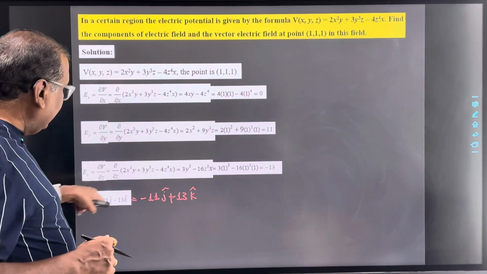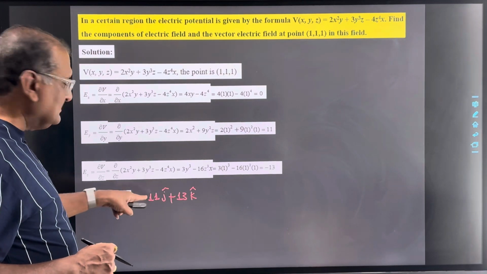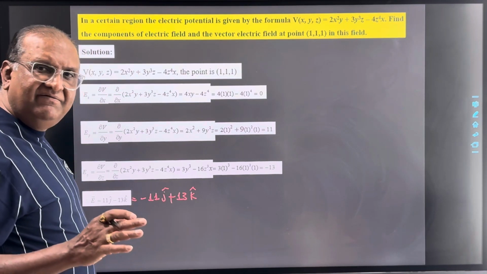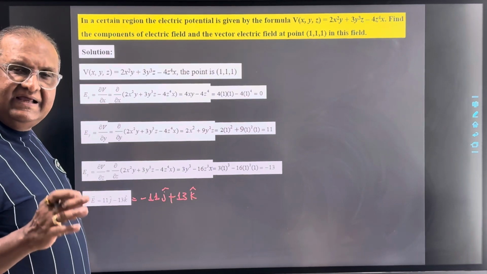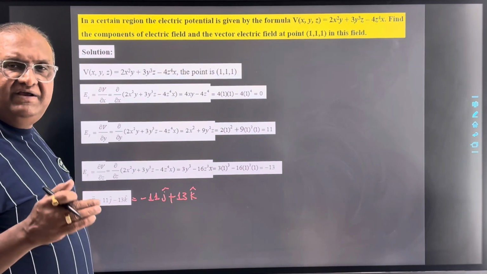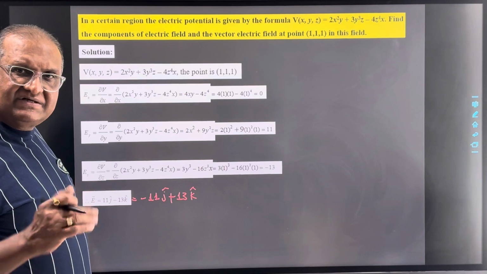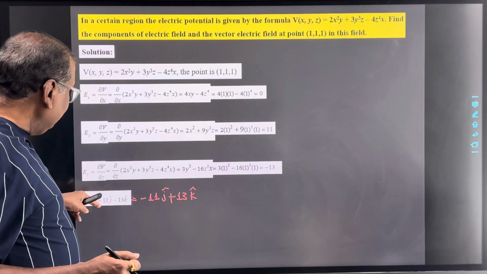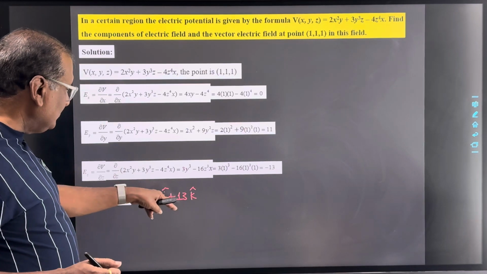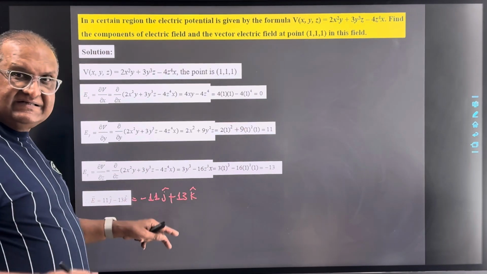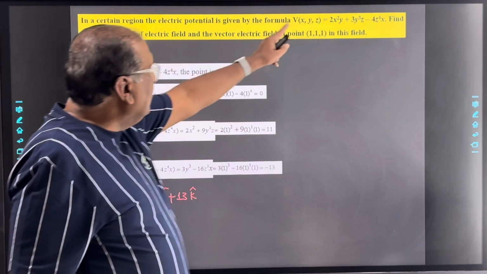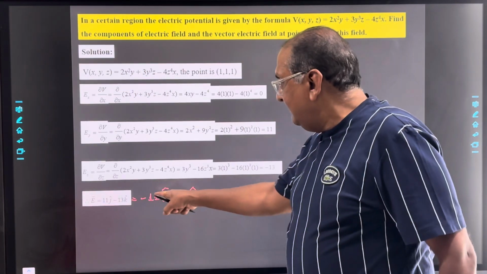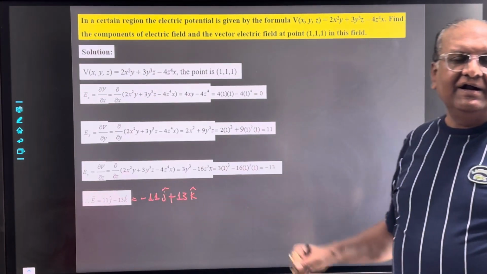So now finally we have to represent it as per the relationship E equals minus del V by del x i caret plus del V by del y j caret plus del V by del z k caret. Now apply one negative sign here, so your final result will be like this. So here, with the help of a scalar quantity, you obtain the vector quantity. Clear to all of you?